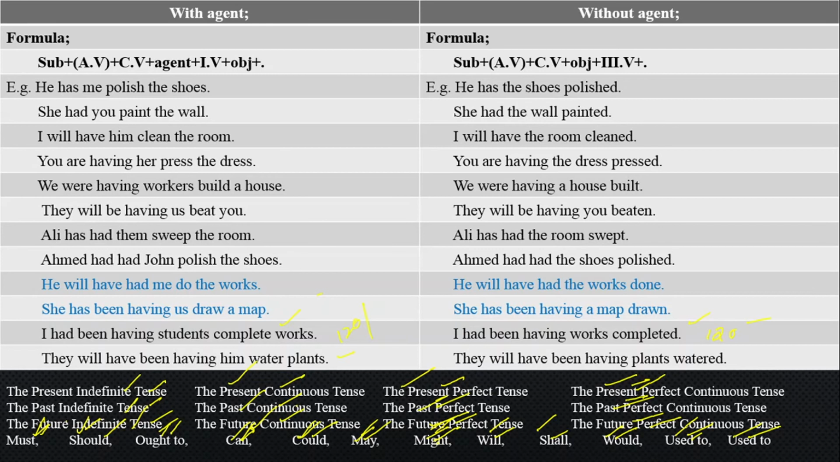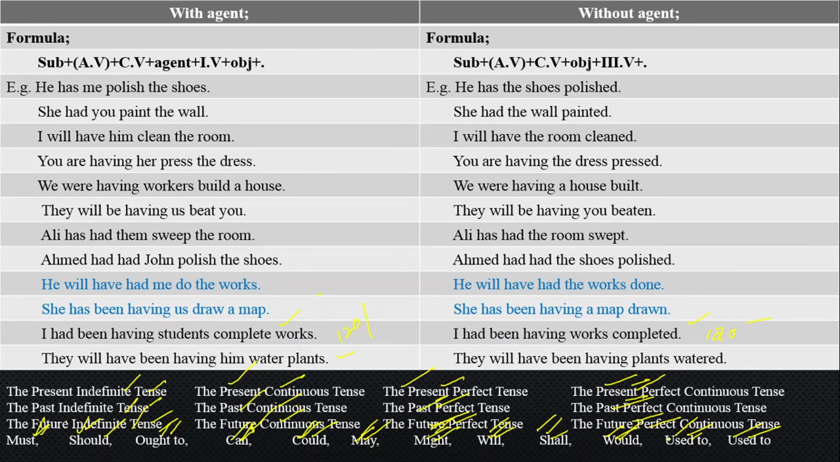They will have him water plants, they will not have him water plants. Will they have him water plants, will they not have him water plants? Won't they have him water plants? They shall have him water plants, they shall not have him water plants. Shall they have him water plants, shall they not have him water plants? Shan't they have him water plants? They would have him water plants, they would not have him water plants. Would they have him water plants, would they not have him water plants? Wouldn't they have him water plants?